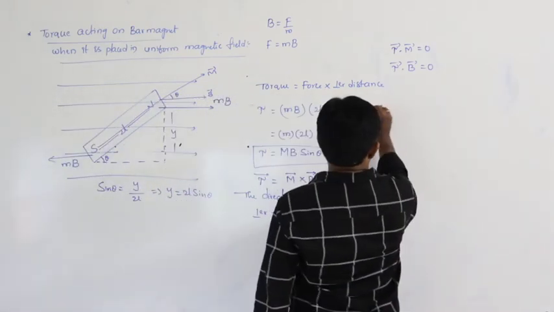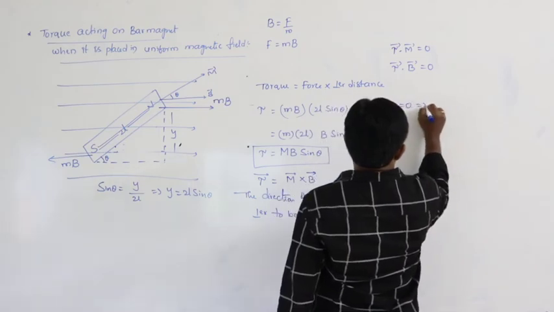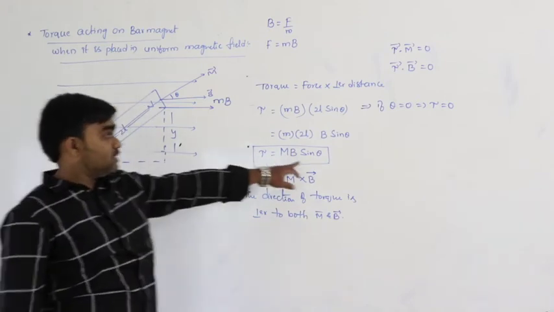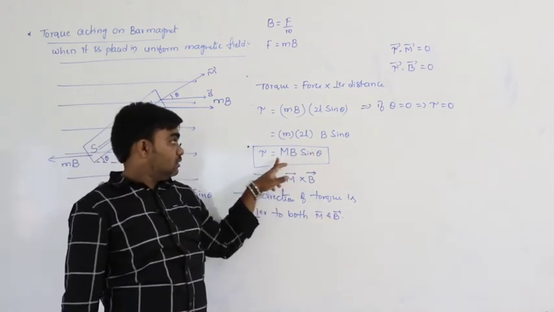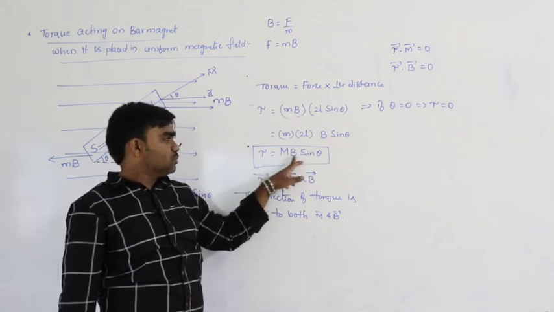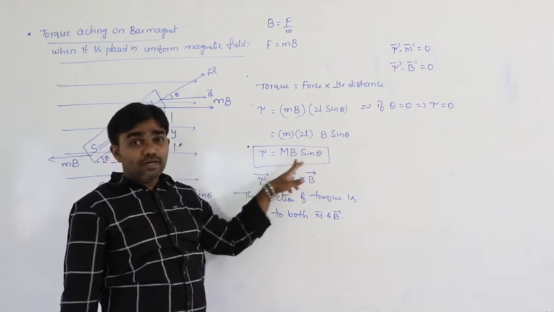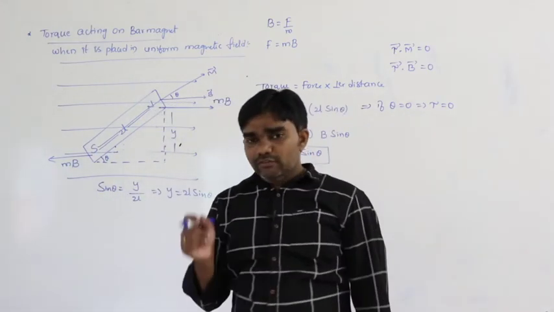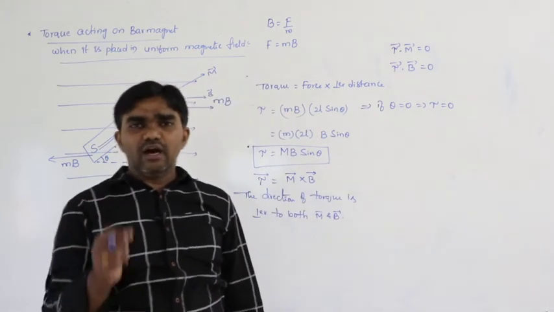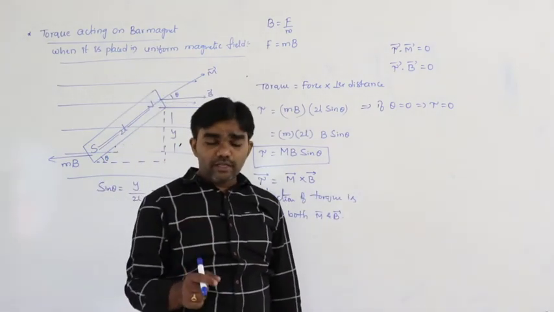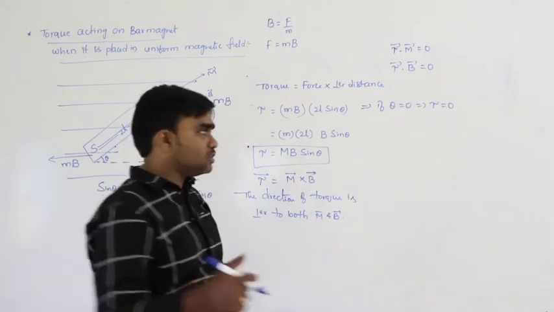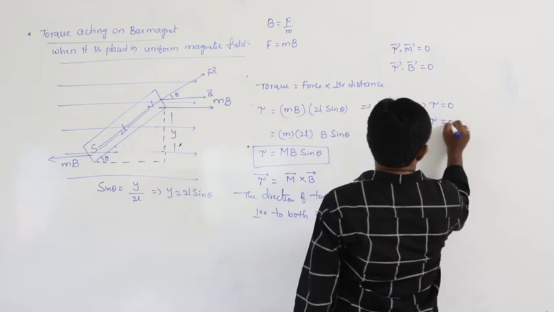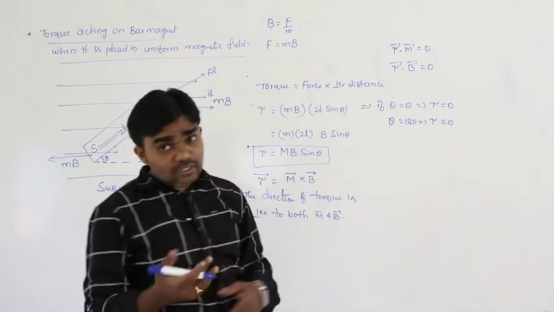If theta equals 0, then torque is equal to 0, because tau equals mb into sin 0, and sin 0 is 0. That is why torque is 0. That means if the magnetic moment and the magnetic field are in the same direction, or in the opposite direction, theta equals 180, in this situation also tau equals 0, because sin 180 is also 0.